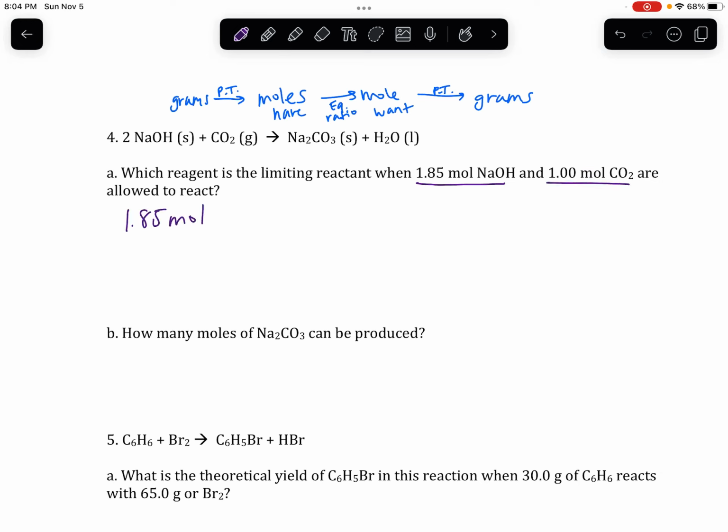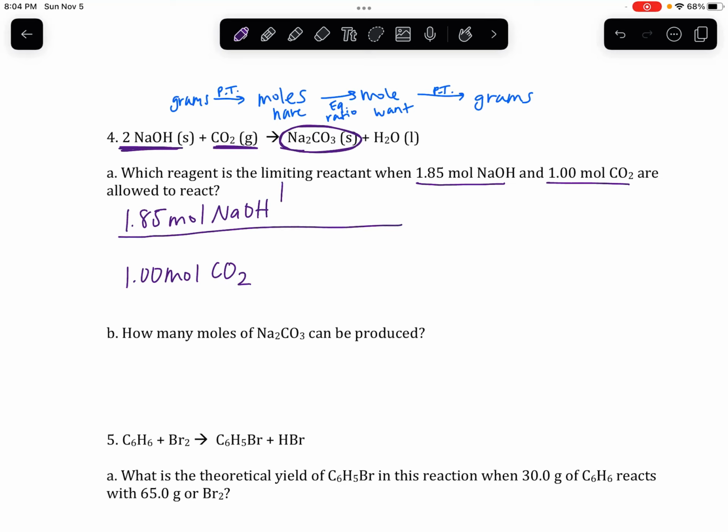So I'm given 1.85 moles of sodium hydroxide, and I'm given exactly 1 mole of carbon dioxide. Okay, so I'm starting essentially here and here, and then the next question, when it's asking me for my theoretical yield, it tells me that I'm looking for this. So I'm going to go ahead and make sure I'm solving for sodium carbonate so that I already know my answer. Okay, so to get started, I'm at moles. I'm trying to get to moles, right? Moles of what I have, moles of what I want.